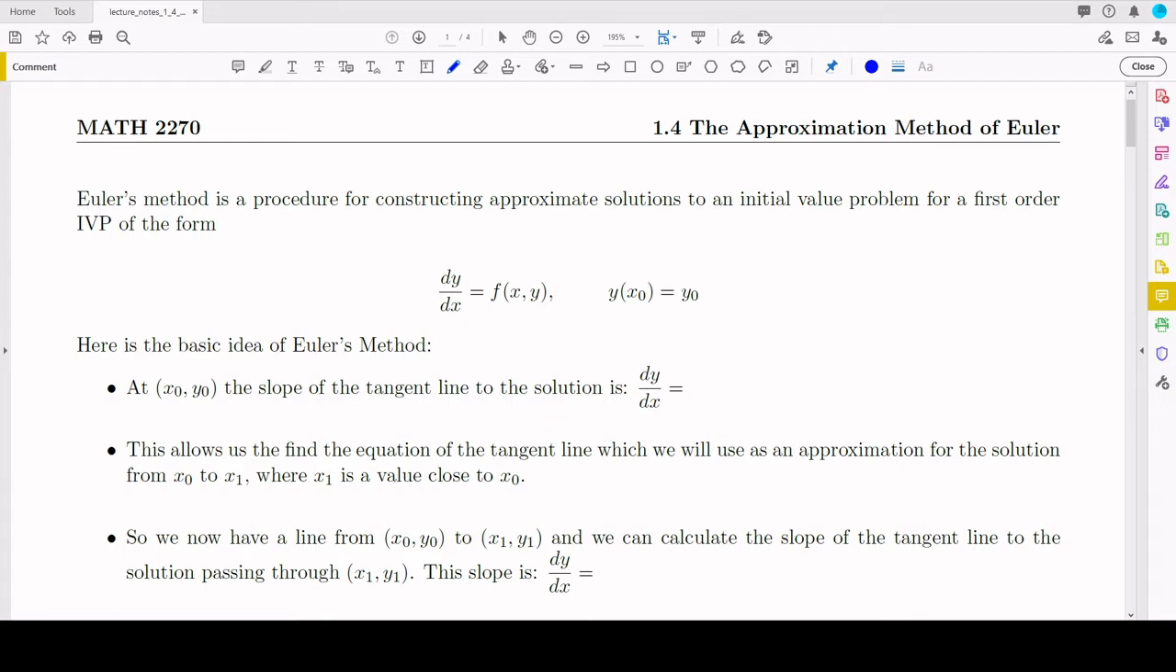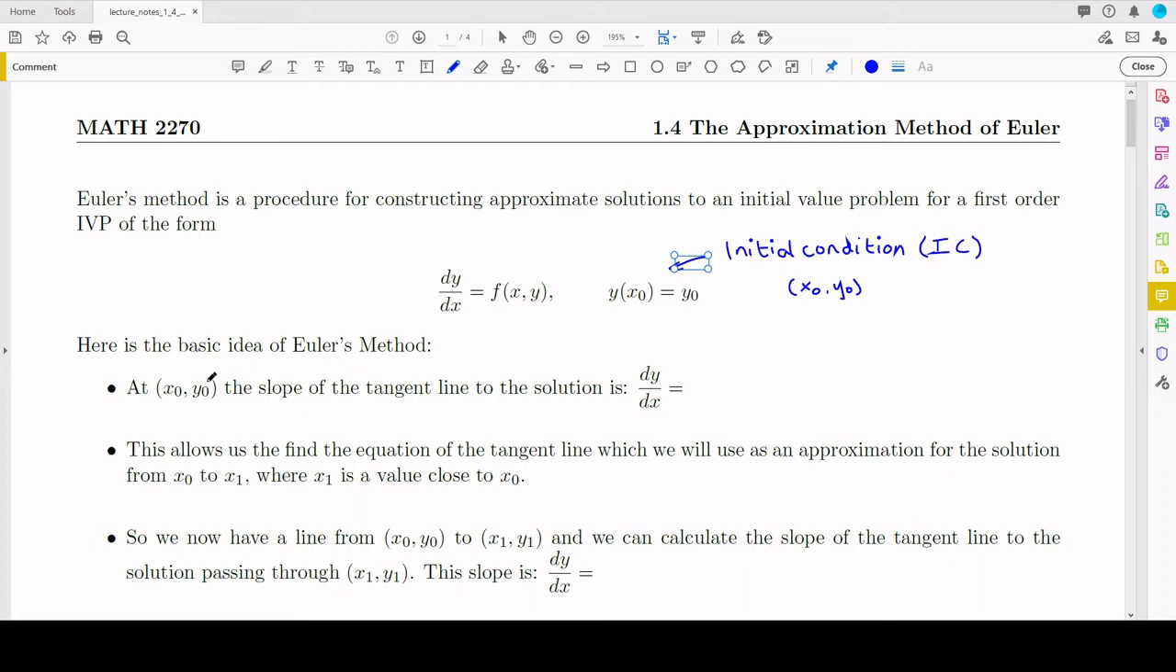So what we see here, this right here is our initial condition, or IC, and it's the point x naught, y naught. Now here's the basic idea of Euler's method.